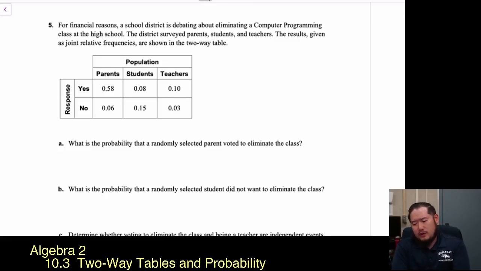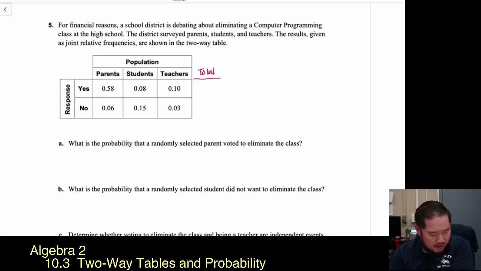A says, what is the probability that a randomly selected parent voted to eliminate the class? Well, to help us with that, we have parents, students, teachers, but one thing that's missing are our totals. So let's see if we could add things together and come up with some totals. I want to create a new column and call this one total on the left.